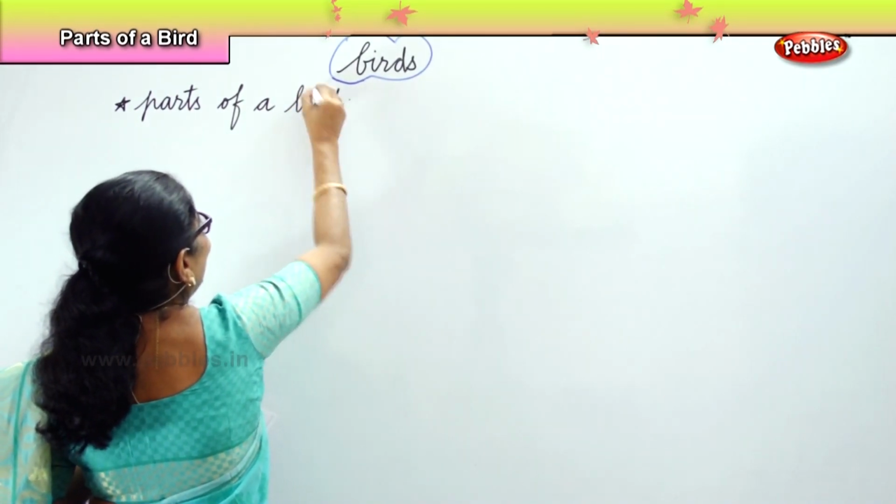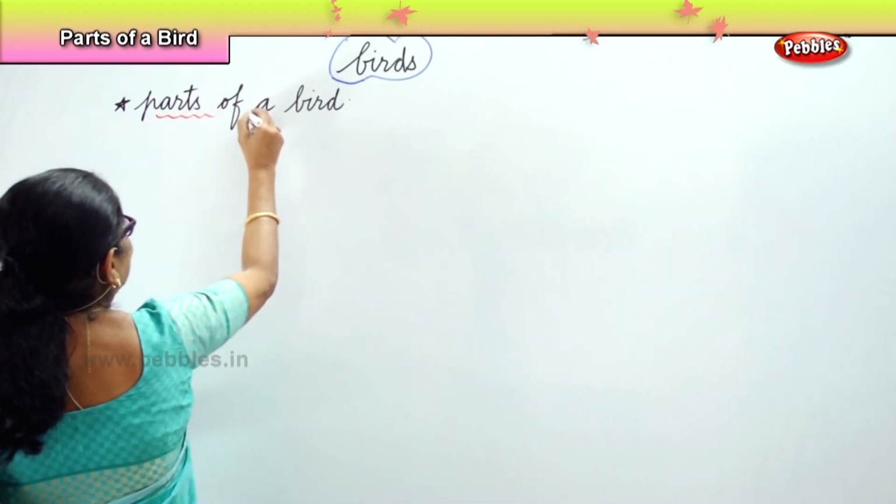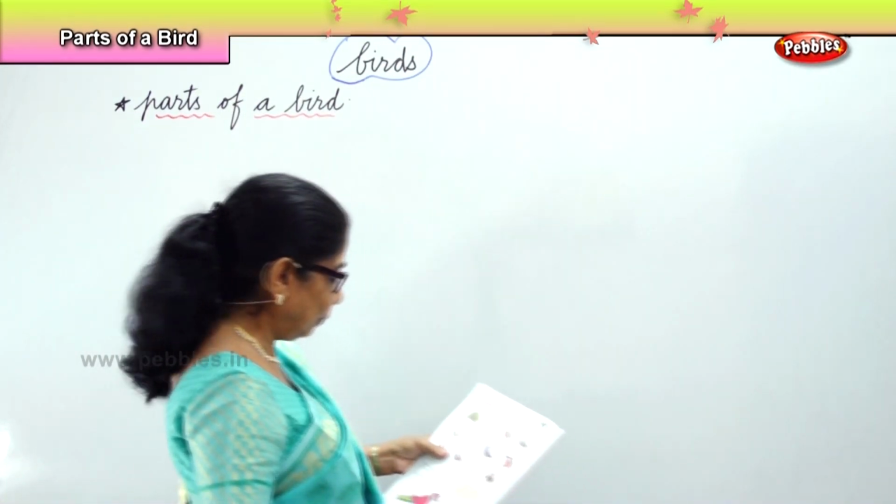So we are going to draw and we're going to name the parts of a bird. It's very easy, very interesting. Okay, now let's look at it.